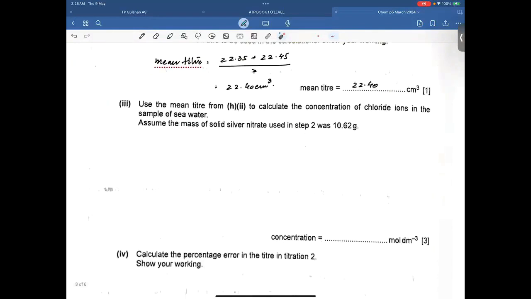All right. Now, by using this mean titre, calculate the concentration of chloride ions in the sample of seawater. Assume the mass of solid silver nitrate used in step 2 was 10.62 grams. So first of all, I need to find out the moles of silver nitrate by using the mass of silver nitrate. Moles of silver nitrate is basically 10.62.